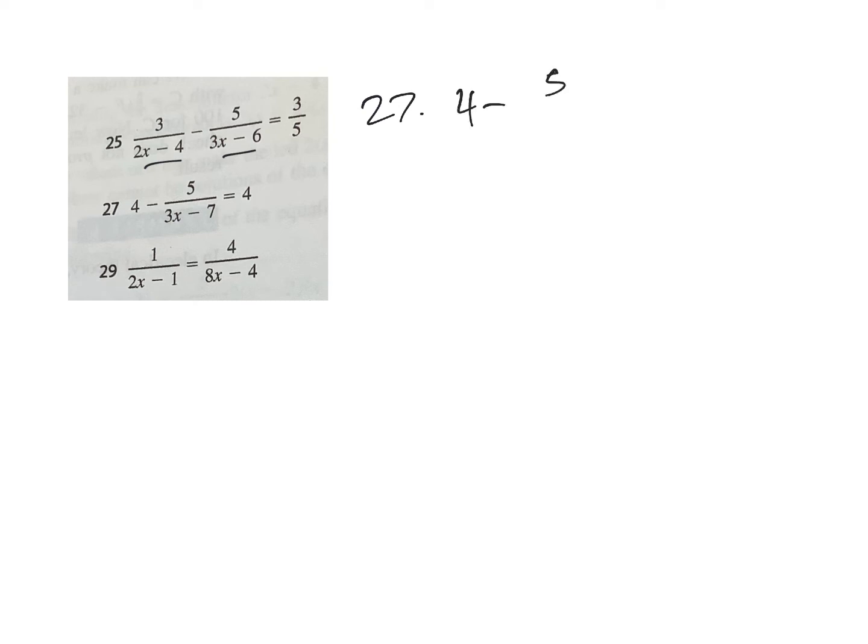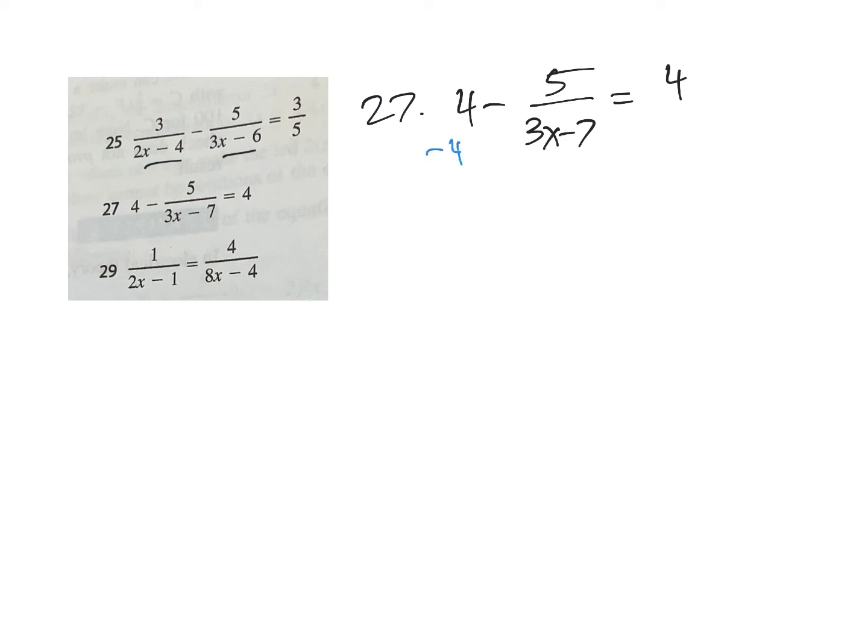4 minus 5 over 3x minus 7. That doesn't factor, so that stays the way it is. Equals 4. All right. So I tell you what we're going to do. The easiest way here is you don't have two fractions set equal to each other, so you can cross multiply. But you can make it two fractions set equal to each other by doing what?